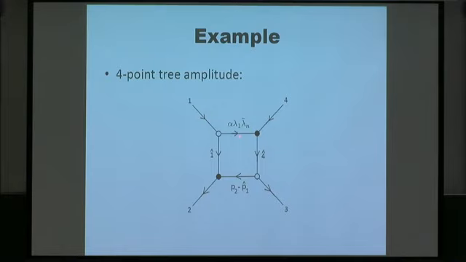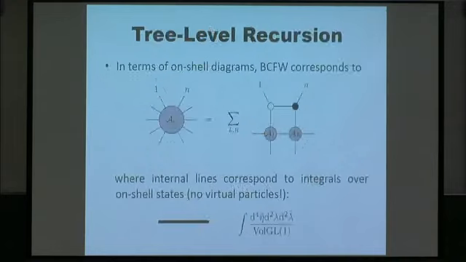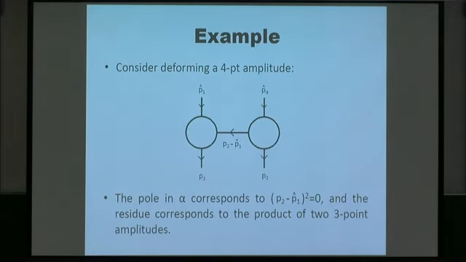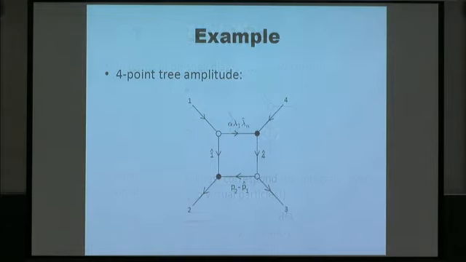But then this proportionality constant can just be identified with the complex deformation that I described for you before. If you go back a few slides and look at the precise form of the deformation, you notice that the momenta flowing through these lines are precisely the deformed momenta 1 hat and 4 hat that we saw in the definition of BCFW.